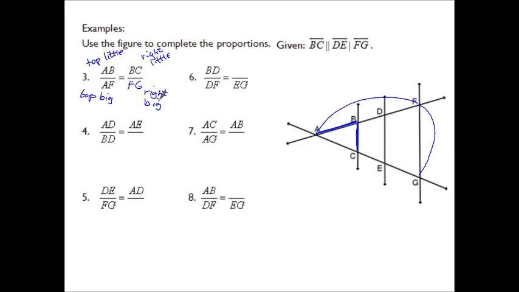Let's do one more together. AD, which is this segment, can be related to the shorter one, BD. So we have the top medium relating it to the top middle, and we're relating that to AE, which is the bottom medium one, medium in terms of length, and we relate that to the bottom middle one, shorter one, which is CE.